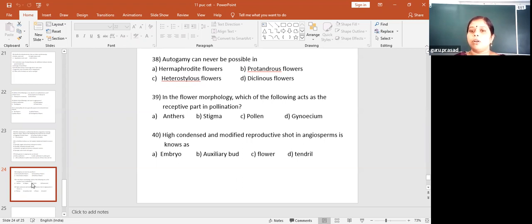Highly condensed and modified reproductive shoot part of the angiosperm is known as what? Flower. We call it a flower. Okay, so we have discussed some of the questions.